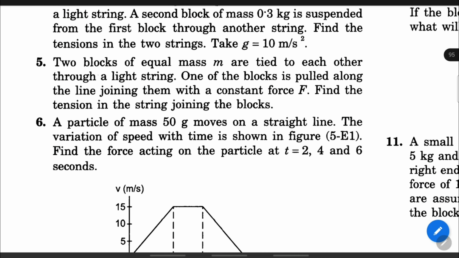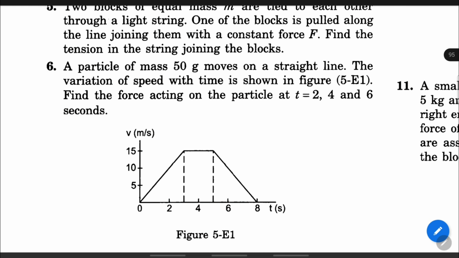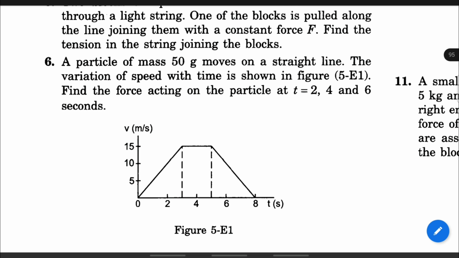Now in the sixth question, we have a particle whose mass is 50 gram. It is traveling in a straight line. The velocity time graph is given. So we have to find the force on the object at t equal to 2 seconds, 4 seconds and 6 seconds. So let's first try to draw the graph.